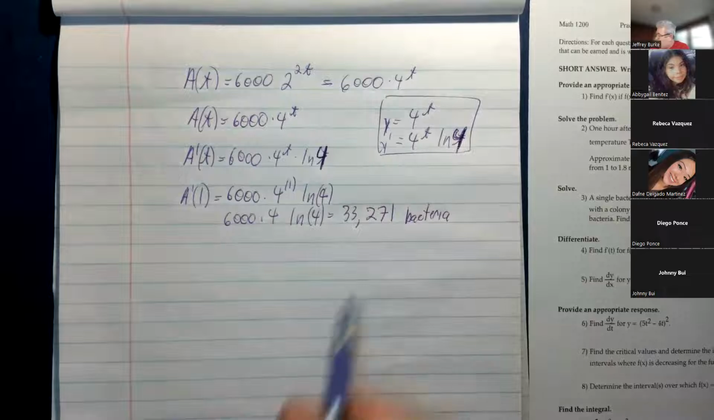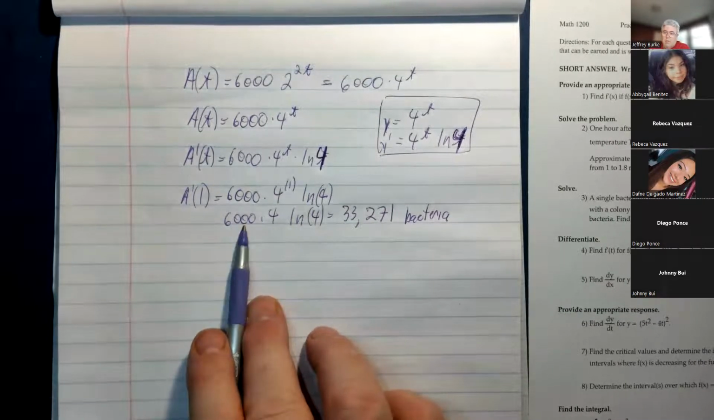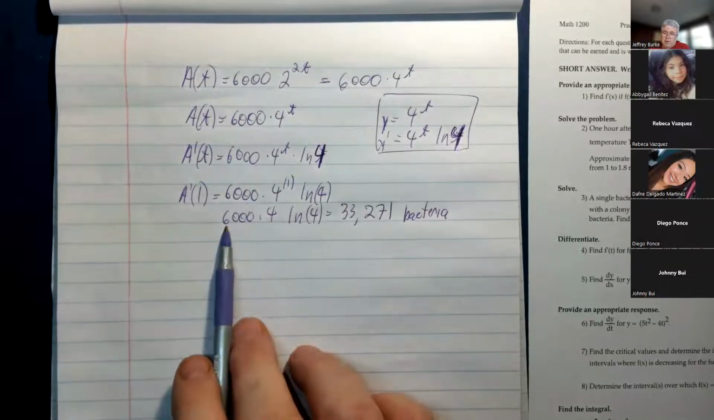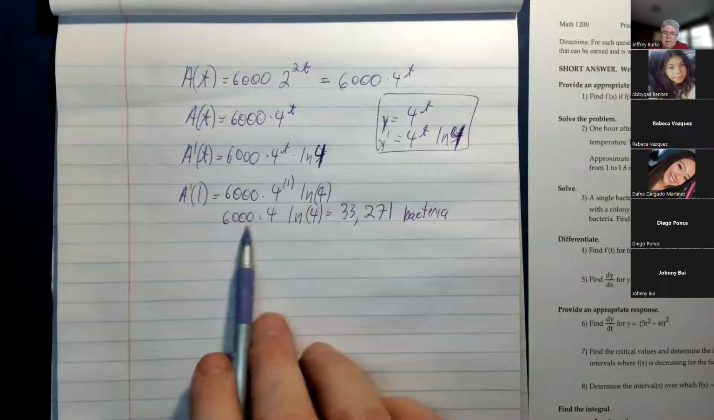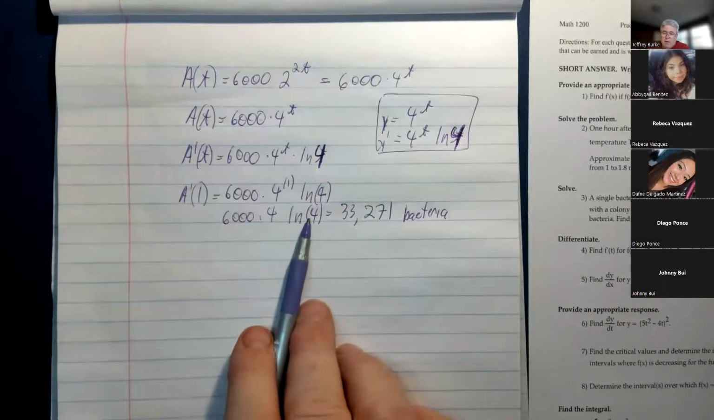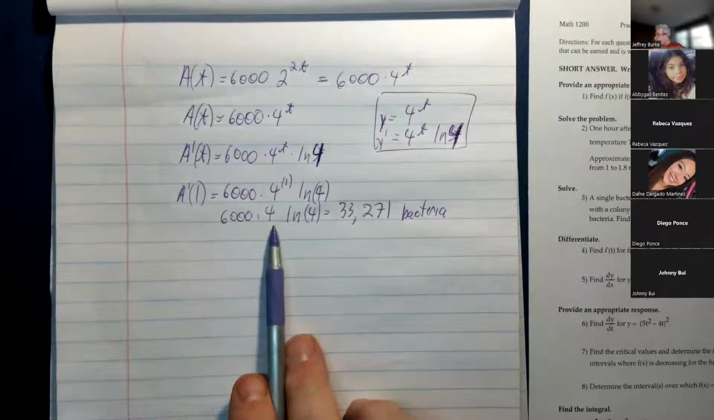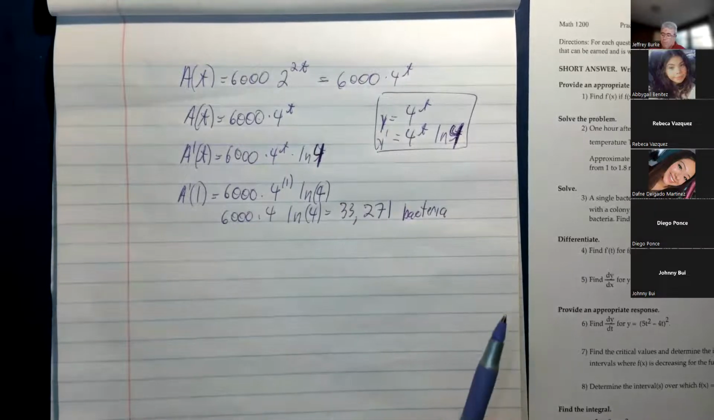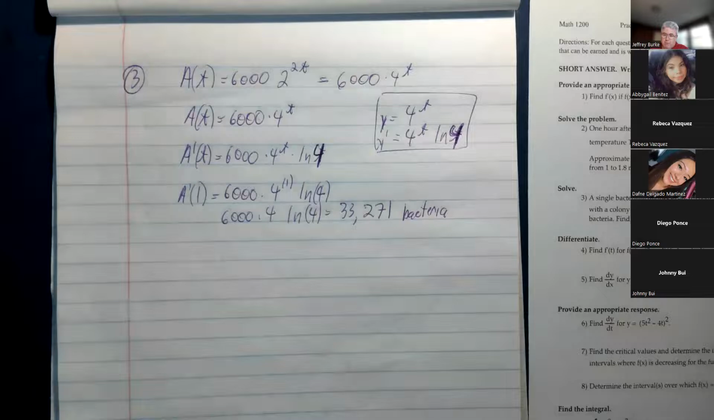If you're using a more basic calculator, you want to find the ln of 4 first, then multiply by 4, then multiply by 6,000. Sometimes it may be difficult, if you're using a calculator, to put this in all at once. It's hard to find the ln of 4 on its own with all this work going in. But if you find the ln of 4 first and then multiply it by 24,000, you can get this result here. Any questions on how we did number 3?